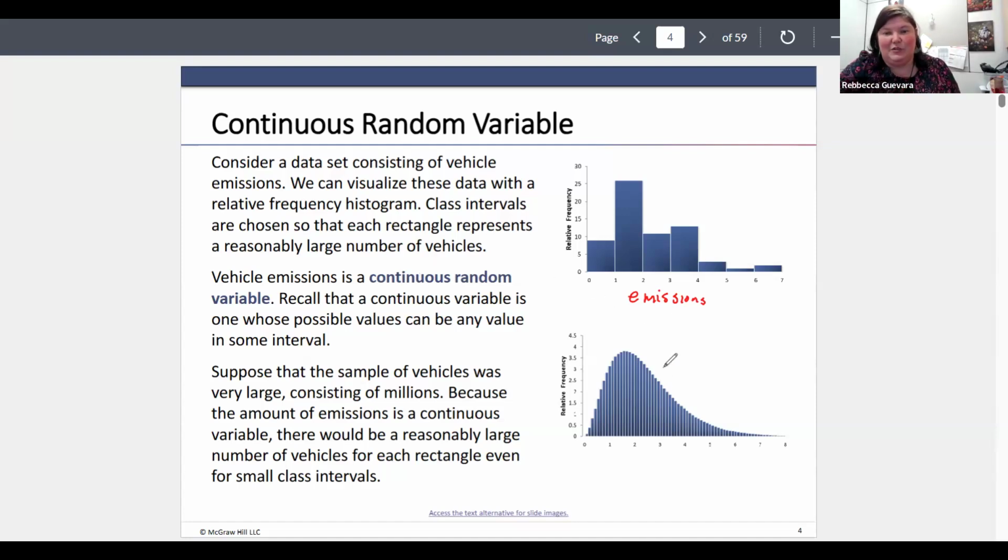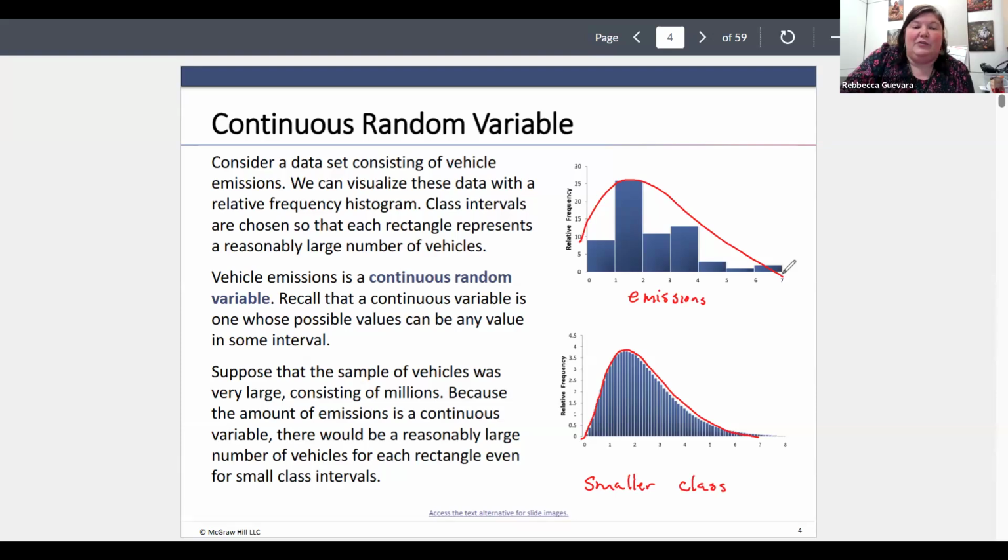If we made our class width smaller, and we saw this when we were talking about histograms, I can change my class width, and it will make a little bit of change to how my histogram looks. But what we see is that as my class width is getting smaller, this histogram is starting to look smoother, much smoother than this one is looking.